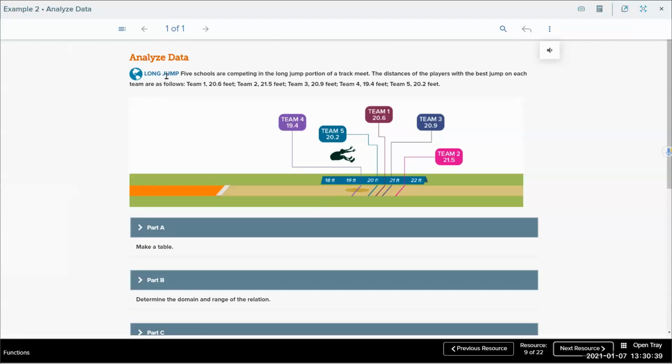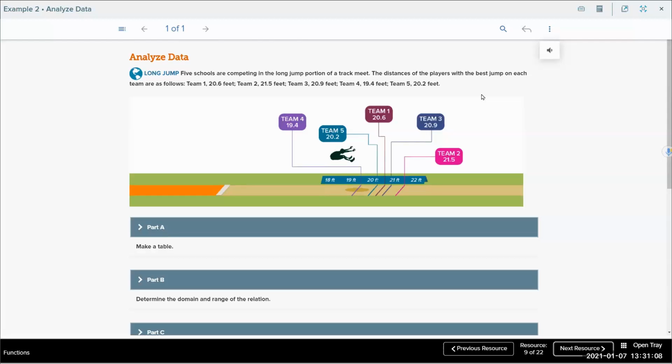So this is a long jump situation. 5 schools are competing in the long jump portion of a track meet. The distances of the players with the best jump on each team are as follows. So team 1, their best distance for a long jump was 20.6 feet. Team 2, the best distance for a long jump was 21.5 feet. And we just keep going with team 3, 4, and 5, same ideas.